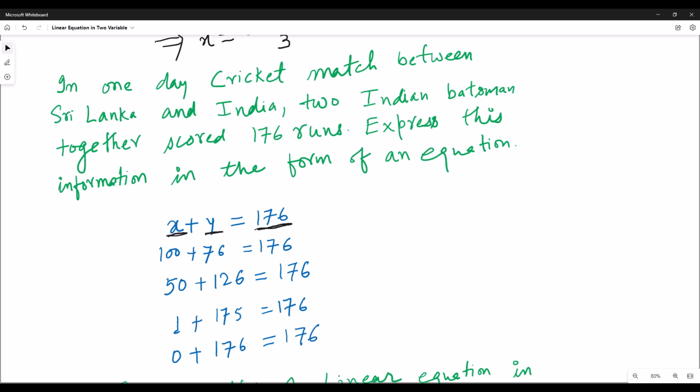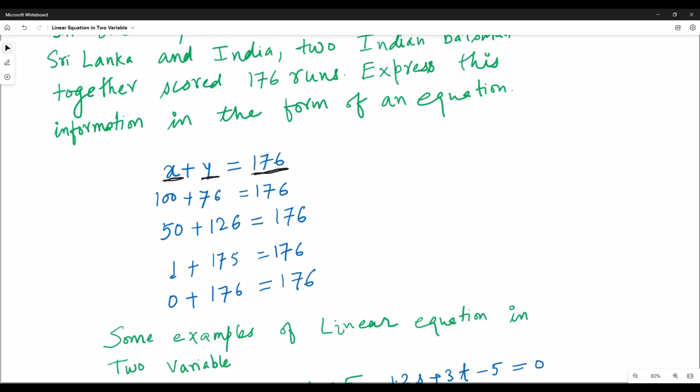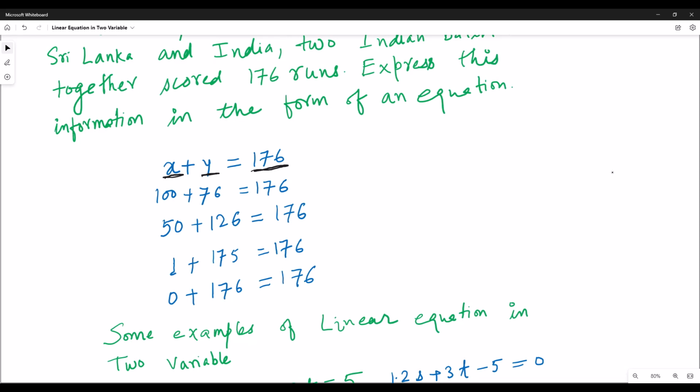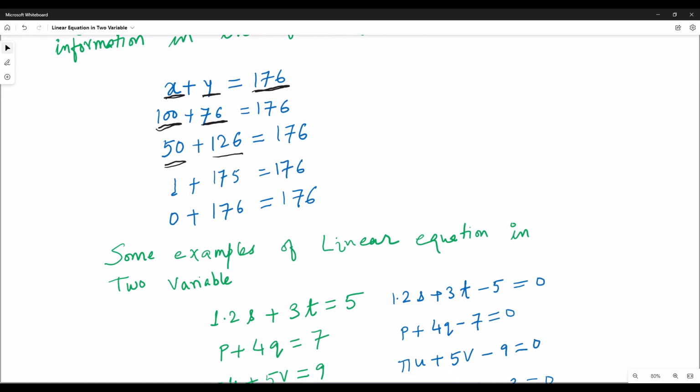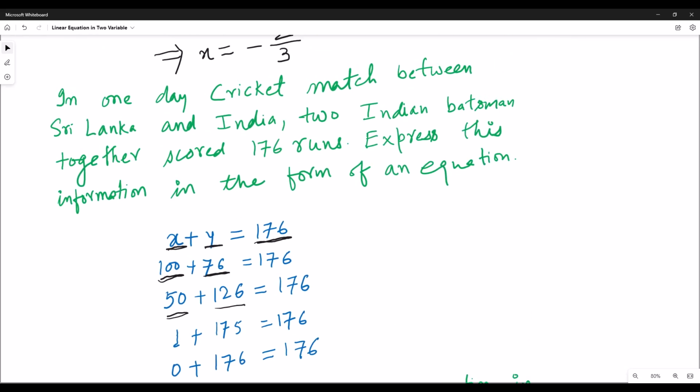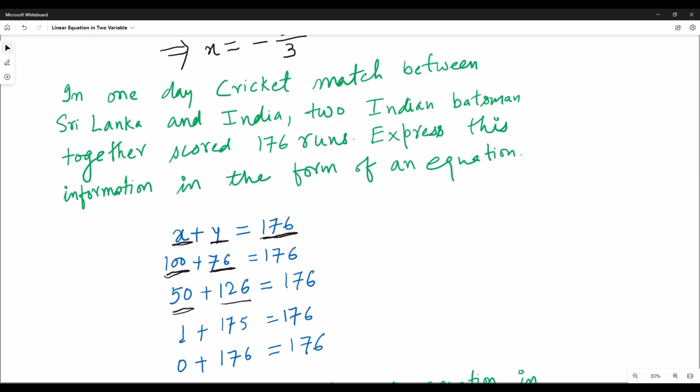So together they have made 176 runs. How many such combinations are possible? You can say that if one player has made 100 runs, then the other has to make 76 runs. If one person made 50 runs, then another has to make 126 runs. Then together they will be making 176 runs. Likewise, you can put any value of x and you will get the corresponding value of y. So this is a linear equation in two variables, and it has infinite roots, right?